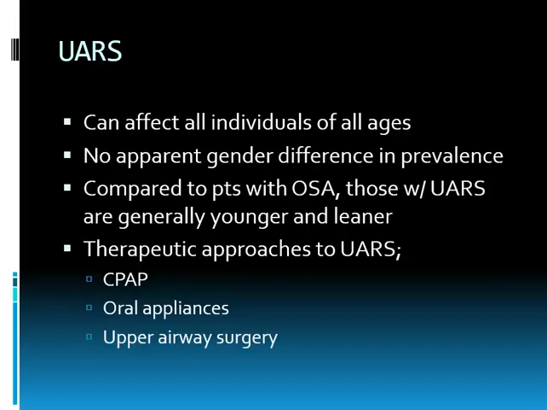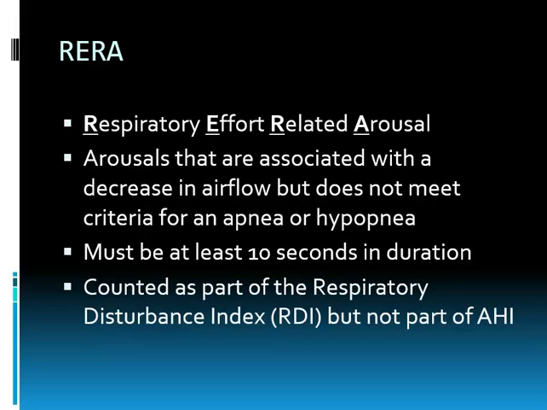UARS, though, has been found that it can affect people of all ages. There's not really a huge gender difference in it. Generally, people with UARS are younger and leaner, but the treatment approaches would be similar to OSA. So CPAP, oral appliance, potentially upper airway surgery if there's an underlying anatomic predisposition to what's causing their breathing difficulties at night. But that's where we came up with RERA, respiratory effort related arousal.